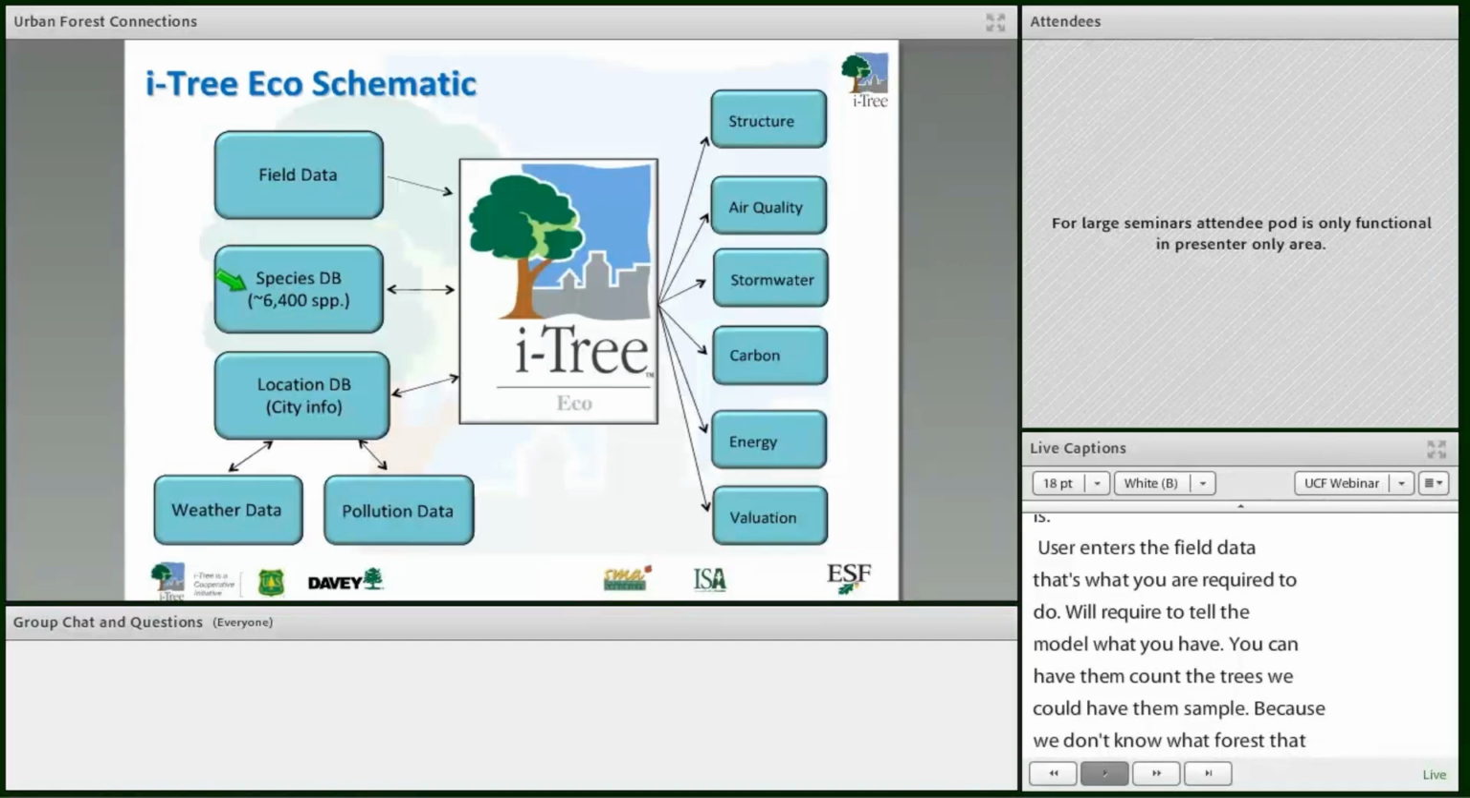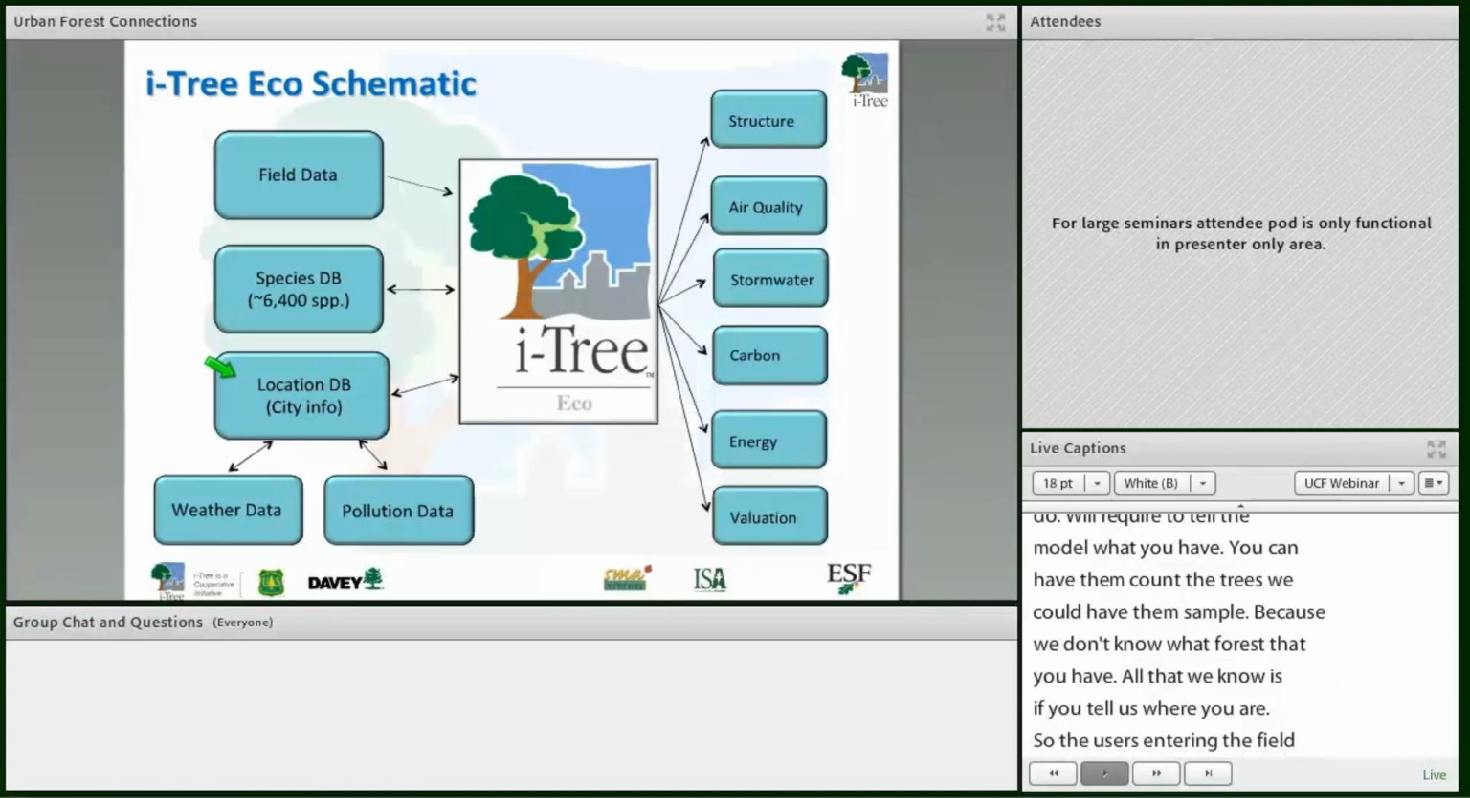Behind that, there's a database of 6,400 species right now that has information about the trees. There's location information for every city in the United States that contains the weather data. It also contains the pollution data. So you don't have to get that. It's all in the background information. All this pre-data down at the bottom loads into iTree, and you load the field data in.